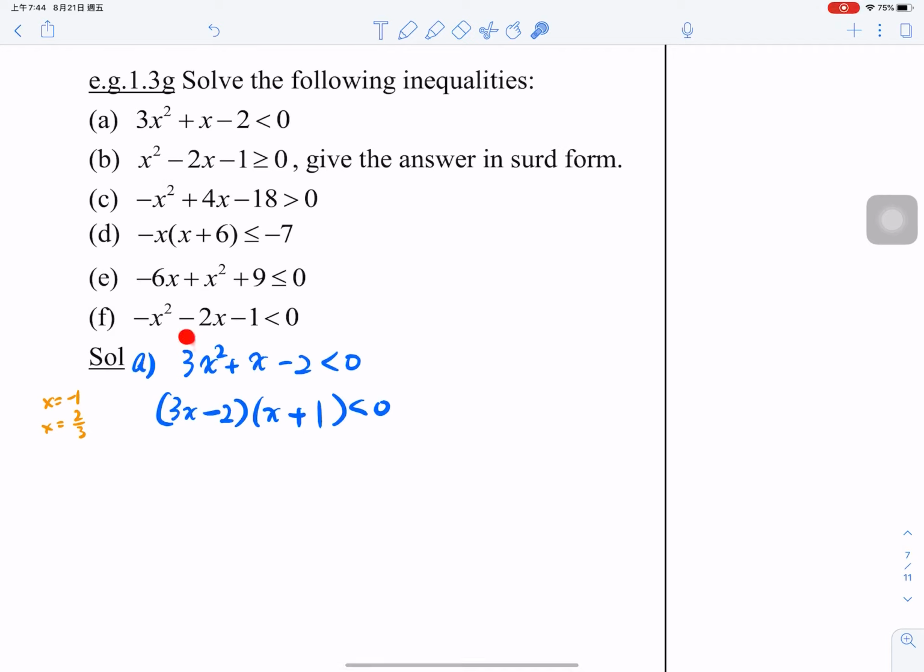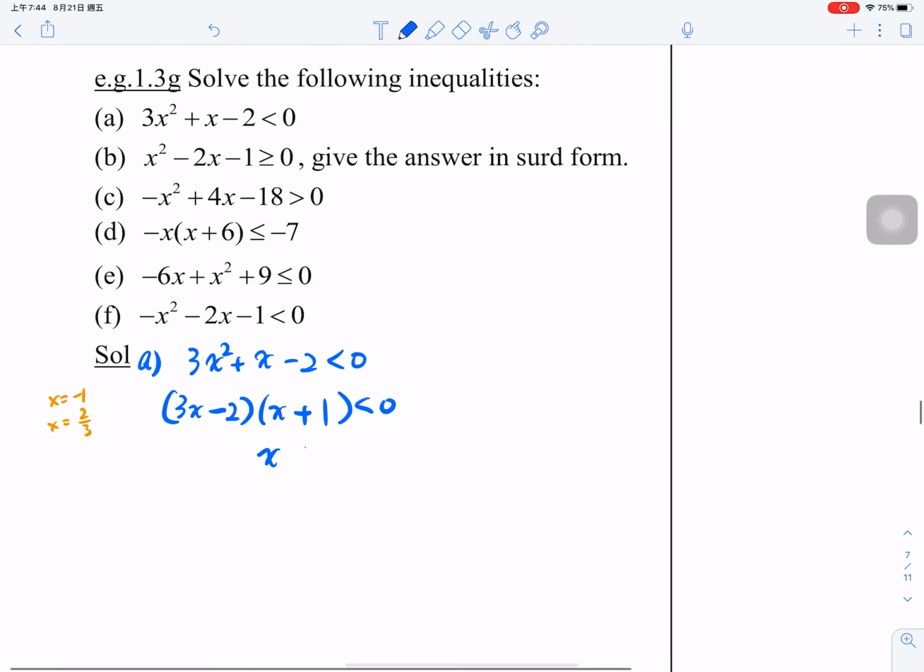And now a is positive, greater than 0. So you can use the one smaller than 0, that means in between, right? Maybe I use back blue color. In between two x-intercepts. So the solution is x in between negative 1 and 2 over 3. Okay? No equal sign here because the inequality is without equal sign. So this is the solution.